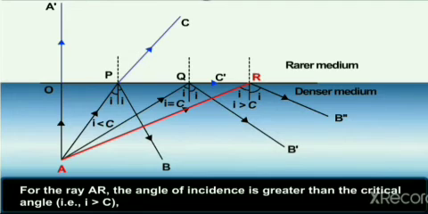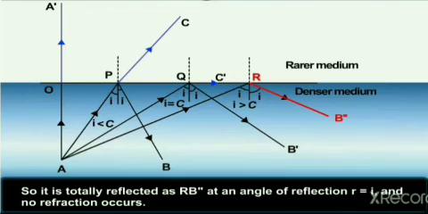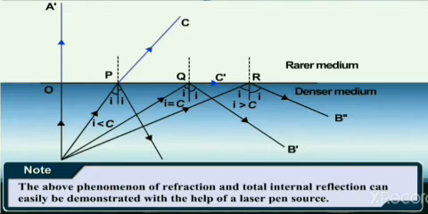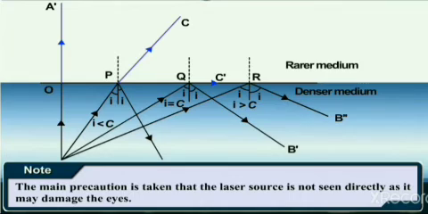For the ray AR, the angle of incidence is greater than the critical angle, that is, i greater than C. So it is totally reflected as RB double dash at an angle of reflection r equal to i, and no refraction occurs. Note: the above phenomenon of refraction and total internal reflection can easily be demonstrated with the help of a laser pen source. The main precaution is that the laser source must not be seen directly, as it may damage the eyes.